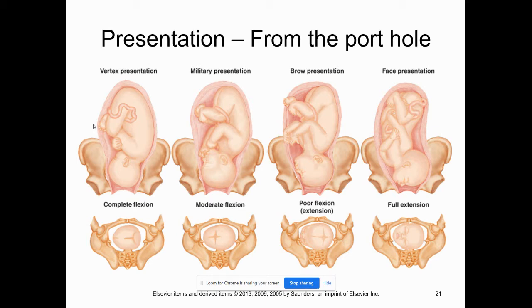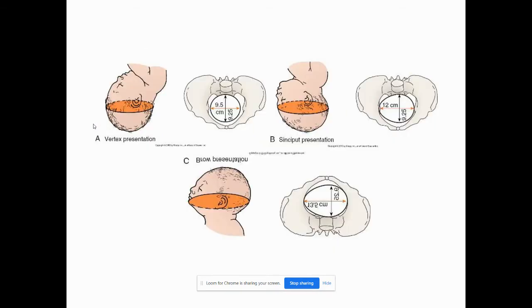Brow presentation is going to be a tough one. The baby's not flexed very much at all. And again, when you look at the cutaway, you see that it will fit, but it's a tight one. And then full extension is a very bad presentation. We've got face first, and that's a very large diameter to pass through the birth canal.